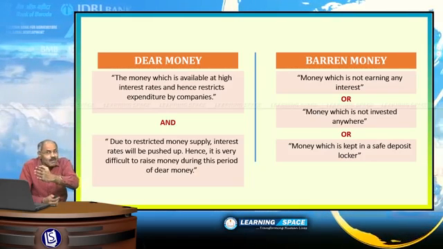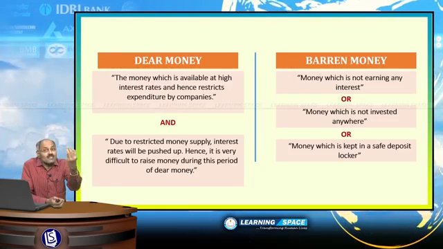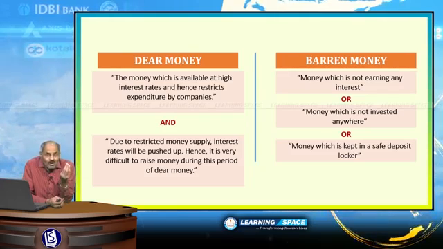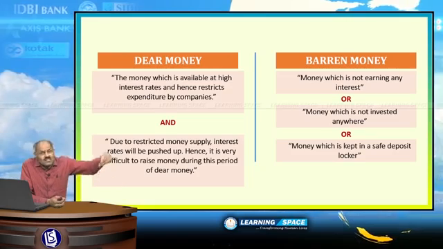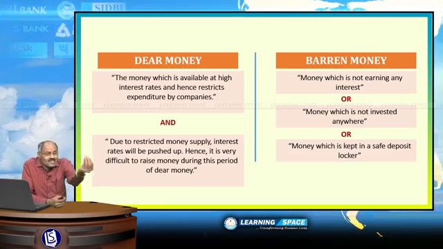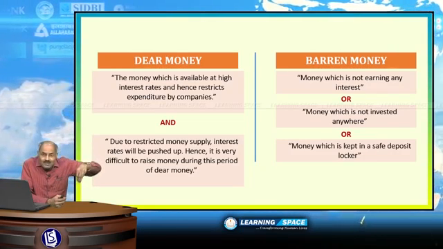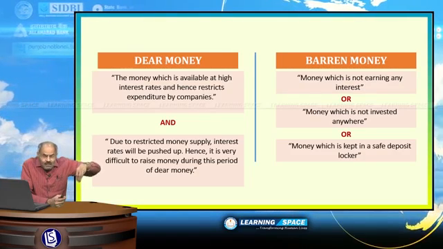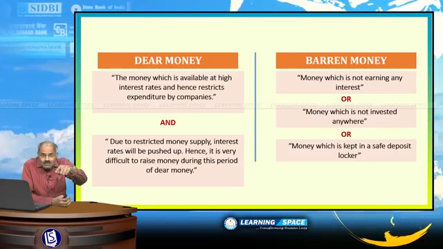Look at the other word, barren money. What is barren money? Barren money is the money which is idle. Normally, if you have money, you will invest in some financial instruments, you will invest in some physical assets, and you will use it for purchasing something. But when you keep that money in safe deposit lockers, if you keep that money in your almirah, you are the loser because of inflation.